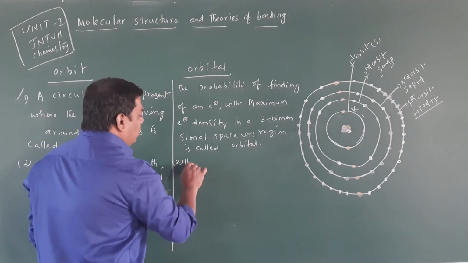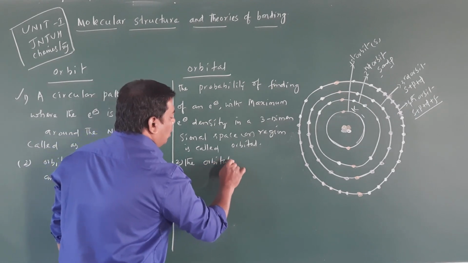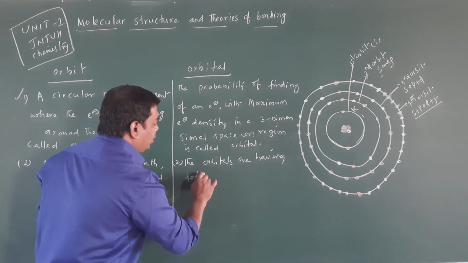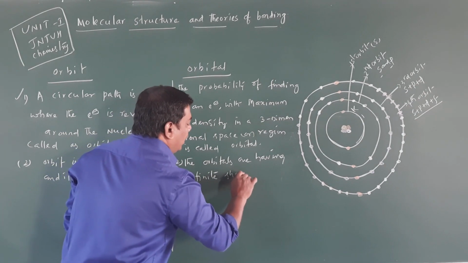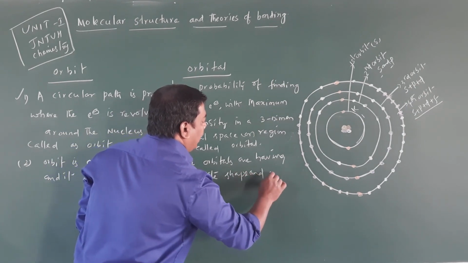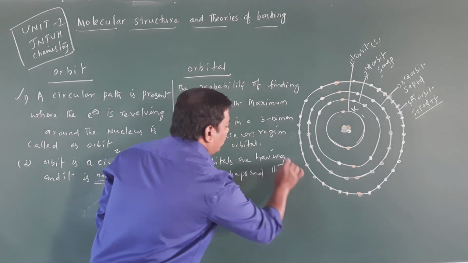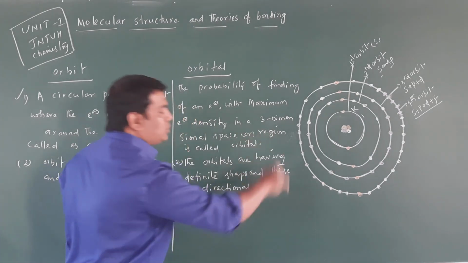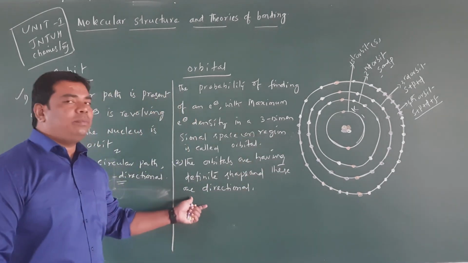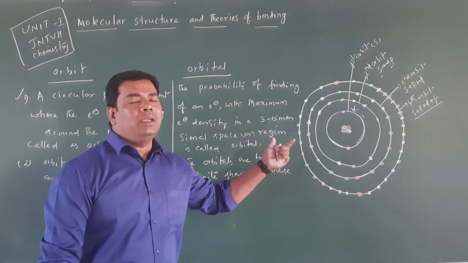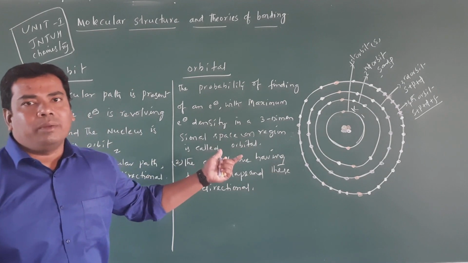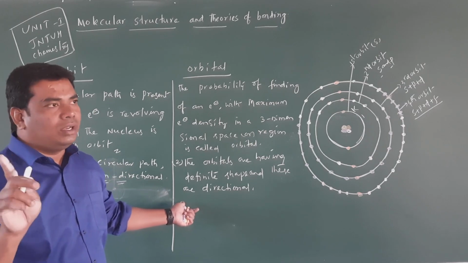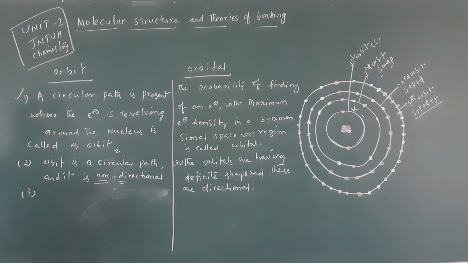So the second point in orbital: the orbitals have a definite shape and these are directional. Please remember student, except s orbital, the remaining p orbital, d orbital, f orbital are directional, but s orbital is not directional. Clear? Right.